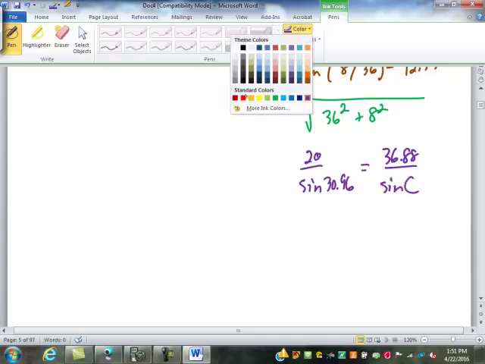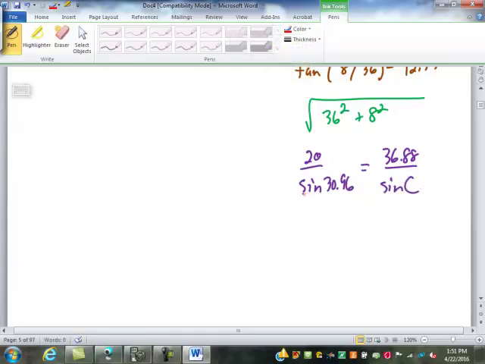Now remember a little bit earlier, what did we say about angle C? It has to be what? Obtuse. And what does that mean is going to happen here in this process? When we get the angle, we've got to do the supplement of it. So we're going to cross multiply and divide.